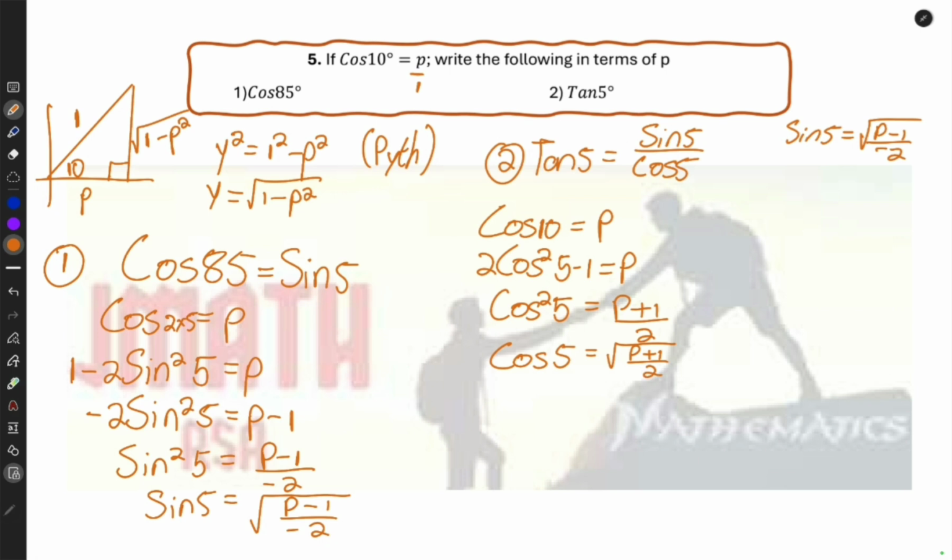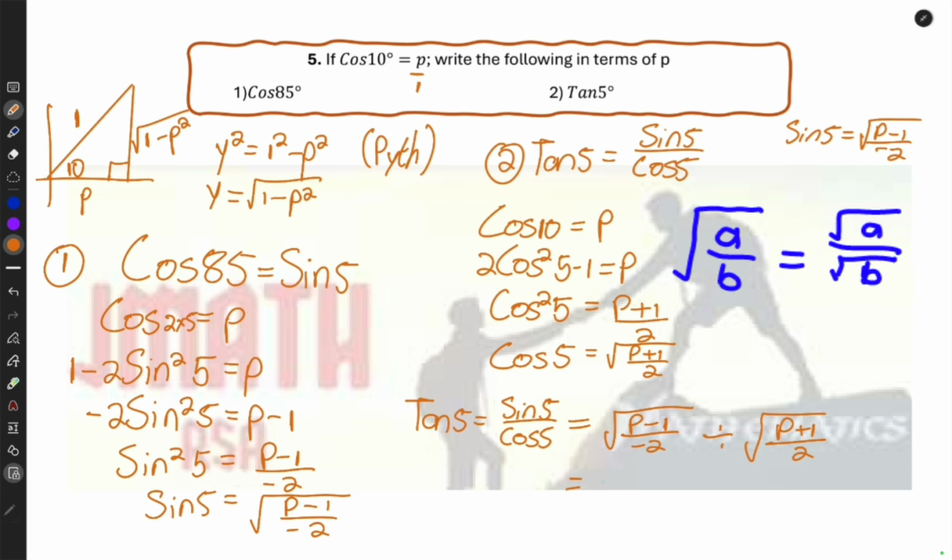Now I can say, okay, so I know tan 5 would then be equal to sine 5 over cos 5. And in this case, it's going to be the square root of p minus 1 over minus 2 divided by the square root of p plus 1 over 2. Okay, so if I write it like that, the minus 2 is now bugging me. So I am actually going to split the square roots. Remember your exponent rules from grade 9. If I'm square rooting a fraction, I can separately square root the top and the bottom.